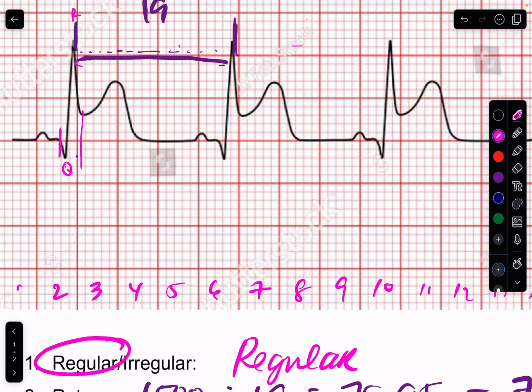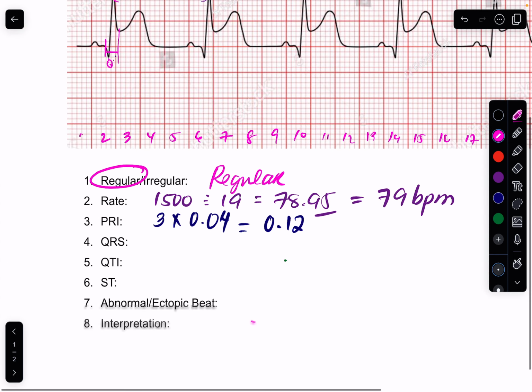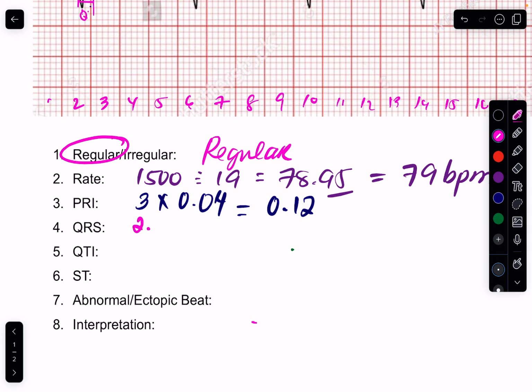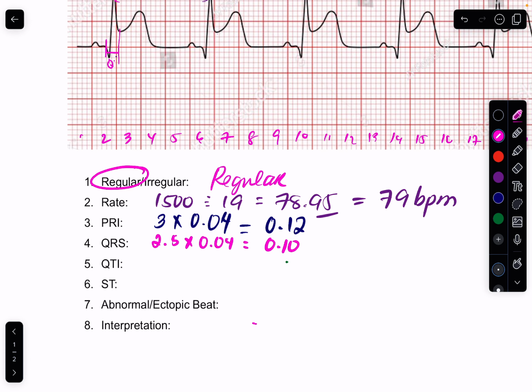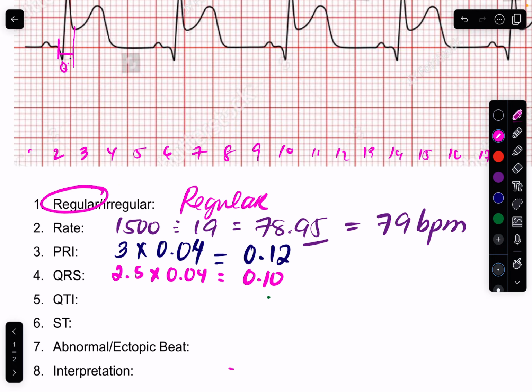So now I'm going to measure how many boxes are in between this. So this is one box, right? This is the second box, and this is half a box. So I'm going to use 2.5 and multiply it by 0.04. Now I have 0.10.